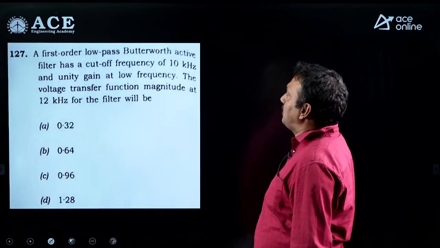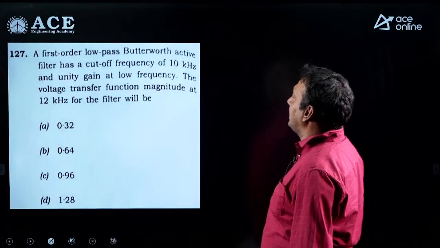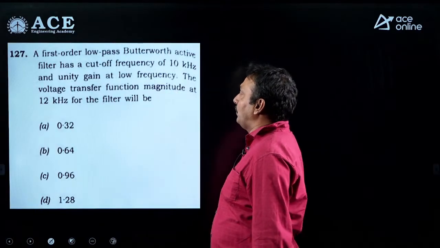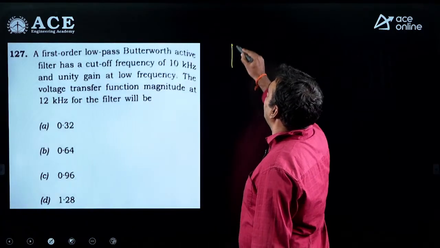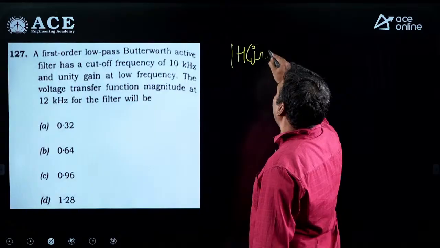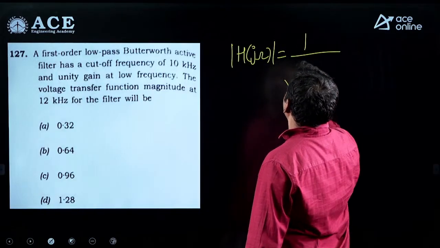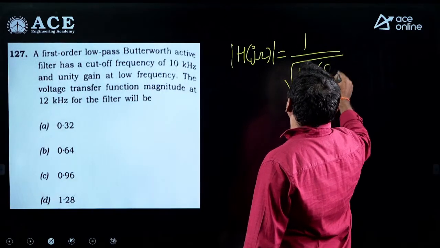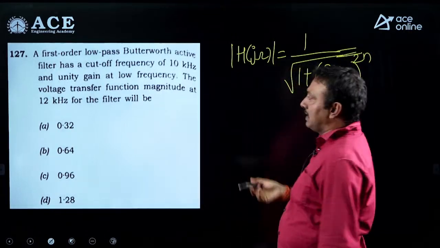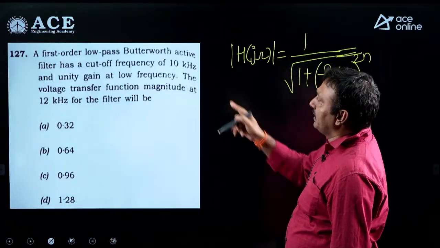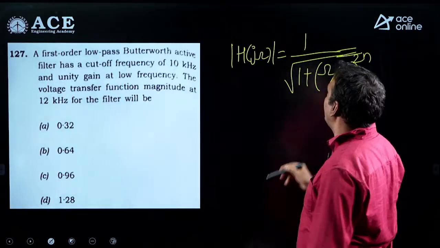A first order low pass Butterworth active filter has cutoff frequency of 10K, unity gain at low frequency. What is the transfer function magnitude? Recollect the Butterworth filter, what is the magnitude response? General formula: 1 by square root of 1 plus (omega by omega c) whole power 2n. The order is mentioned to be first order anyway, in the question statement, first order low pass Butterworth.